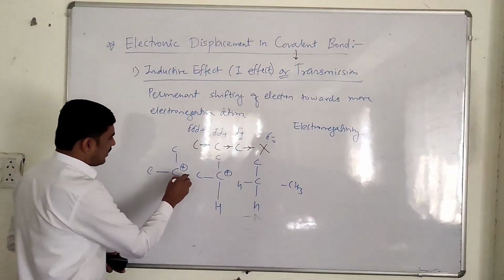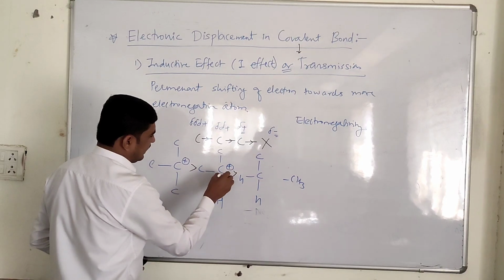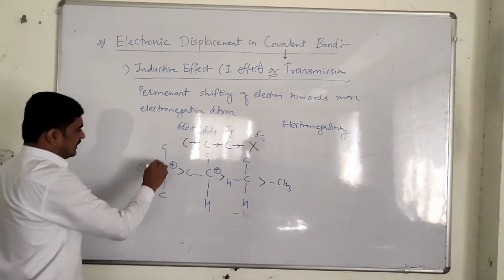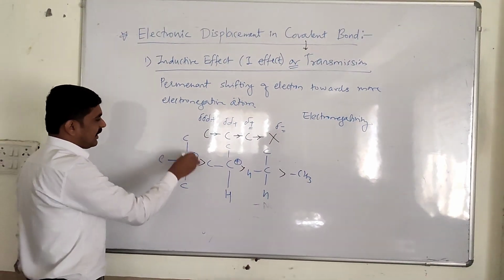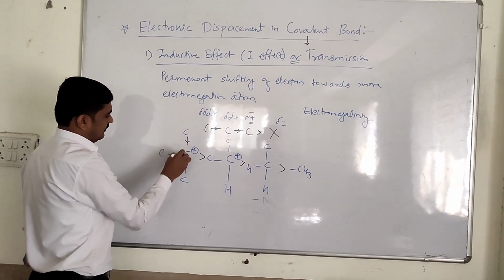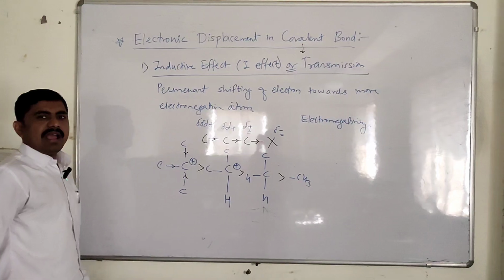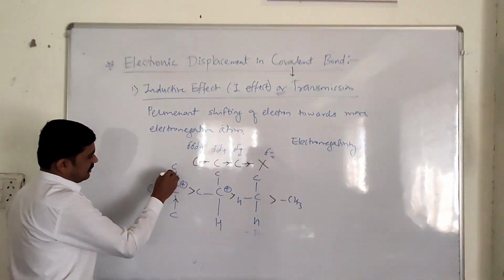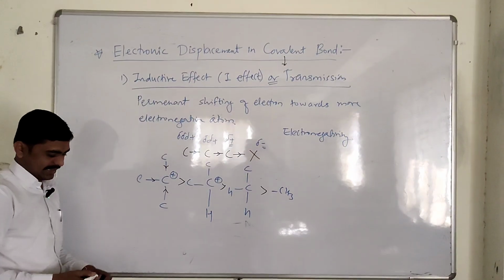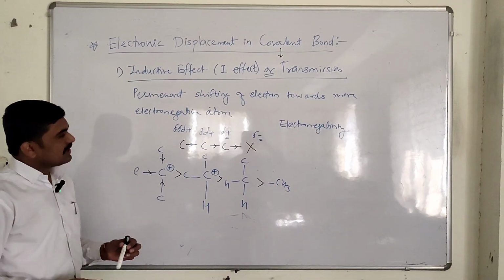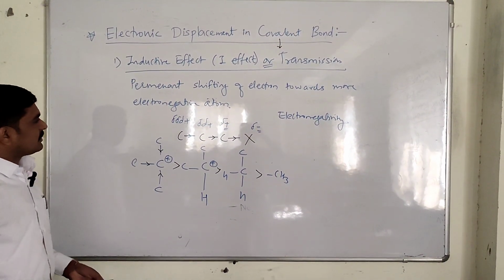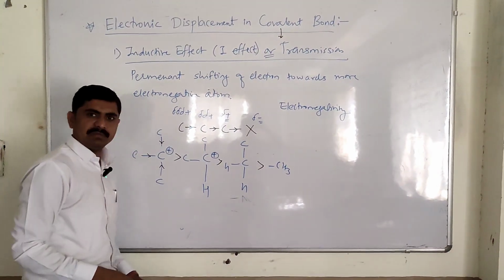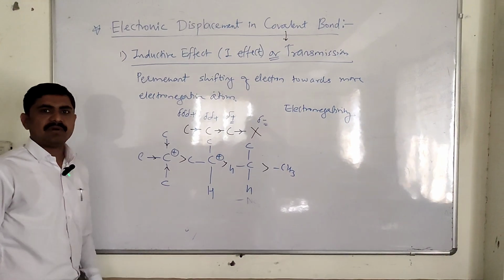The tertiary carbocation is more stable as compared to secondary, then secondary is more stable than primary, and then the methyl group. The tertiary carbocation is more stable because of this I effect. This is the inductive effect, because this type of shifting of electrons stabilizes the carbocation. This is the application of inductive effect. So the inductive effect is a transfer through the sigma bond, present in saturated compounds only.